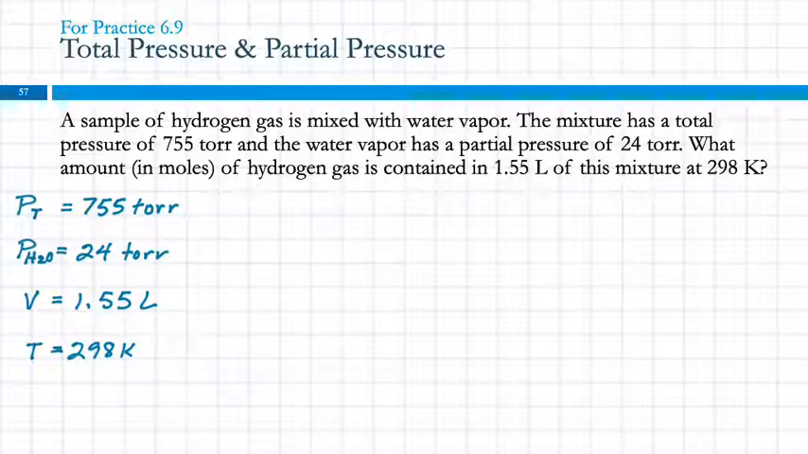So I labeled all the stuff I was given, and now I want to look at where I am trying to go with all of this. What's the question? How many moles of hydrogen gas? Moles of hydrogen gas is what we're trying to find. So here we have a gas mixture. There's hydrogen and water. We could find the total number of moles of gas, but we want the moles of just the hydrogen. So we need to use the pressure of just the hydrogen.